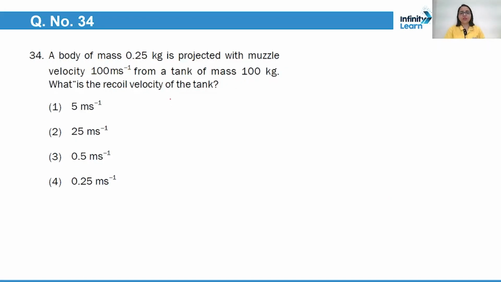Question number 34. A body of mass 0.25 kg is projected with muzzle velocity 100 meter per second from the tank of mass 100 kg. What's the recoil velocity of the tank? The magnitude of the momentum of the body should be equal to the magnitude of the momentum of the tank, because initial momentum is equal to final momentum here. Initial momentum of the body is 0, initial momentum of the tank is 0, but finally there's some momentum of the body of mass 0.25 kg. So the momentum of the tank should cancel the momentum of the body. So magnitude wise both should be equal.